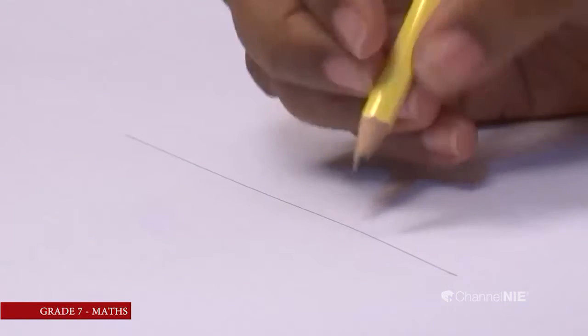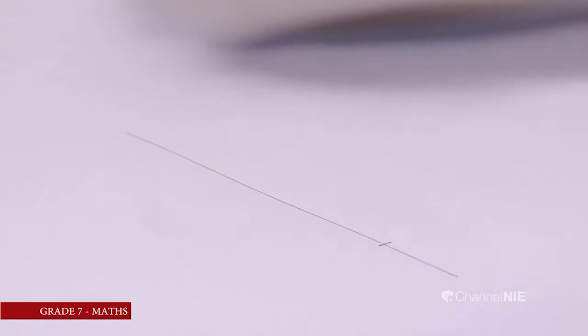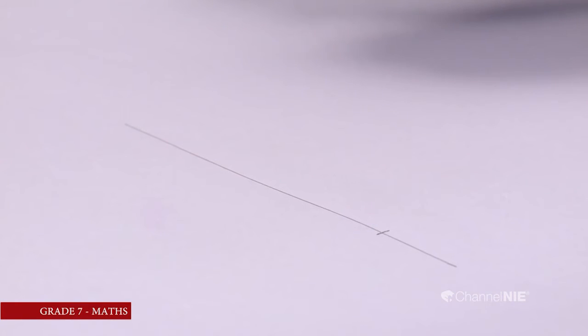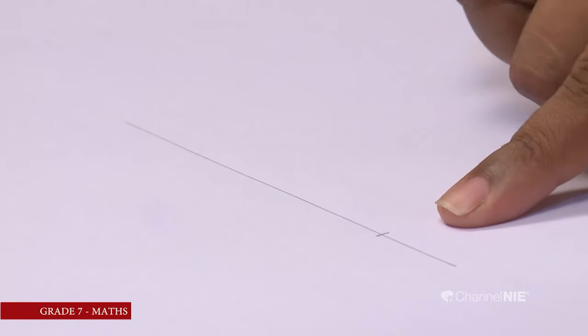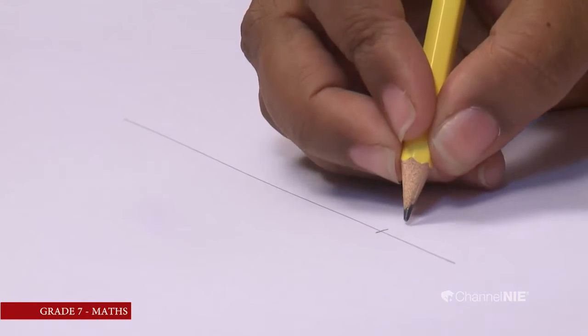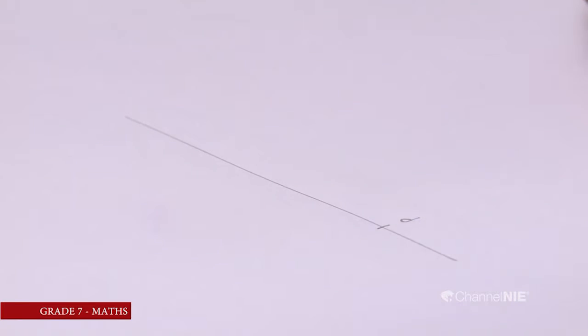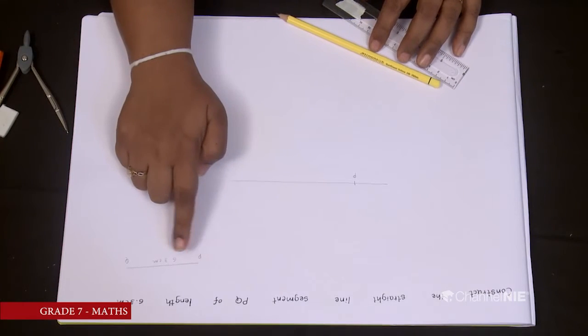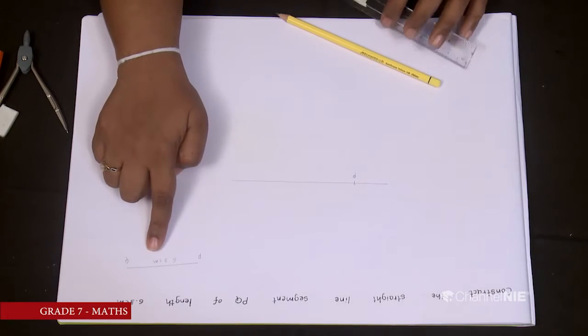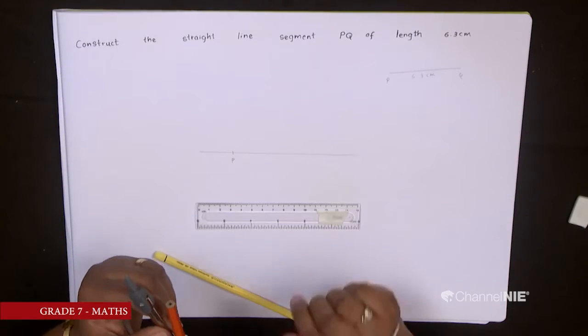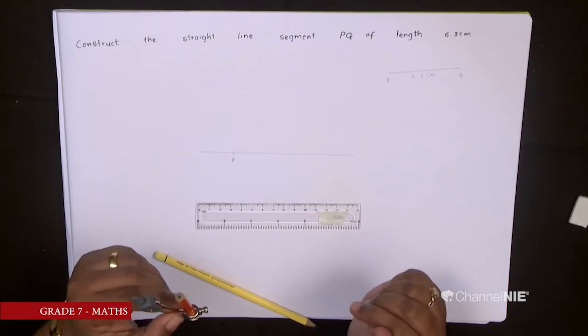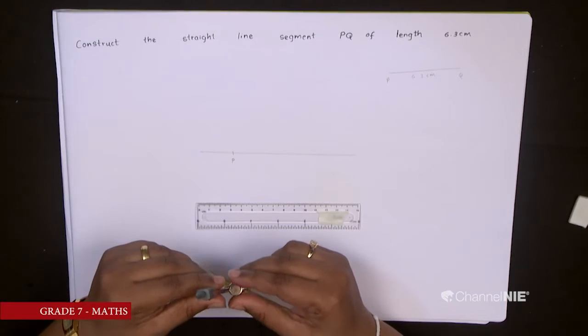So, I am going to mark a point on the straight line segment. You can mark the point anywhere on the straight line segment. We will name it P. Right. Now, the distance from P to Q is 6.3 centimeters. Now, we are going to take 6.3 centimeters to my pair of compasses.